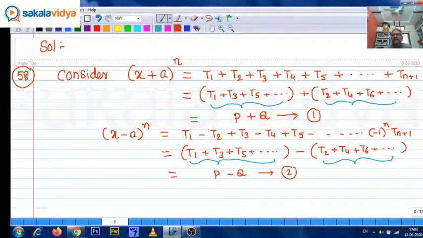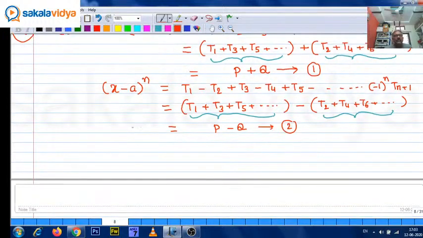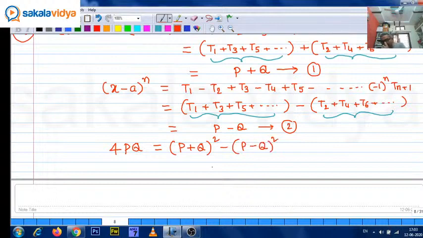From basic algebra we need to apply something. What is the basic algebra? 4ab, that means 4PQ, is equal to (P + Q)^2 - (P - Q)^2. This is the basic algebra. If you simplify (P + Q)^2 - (P - Q)^2, you get 4PQ itself.